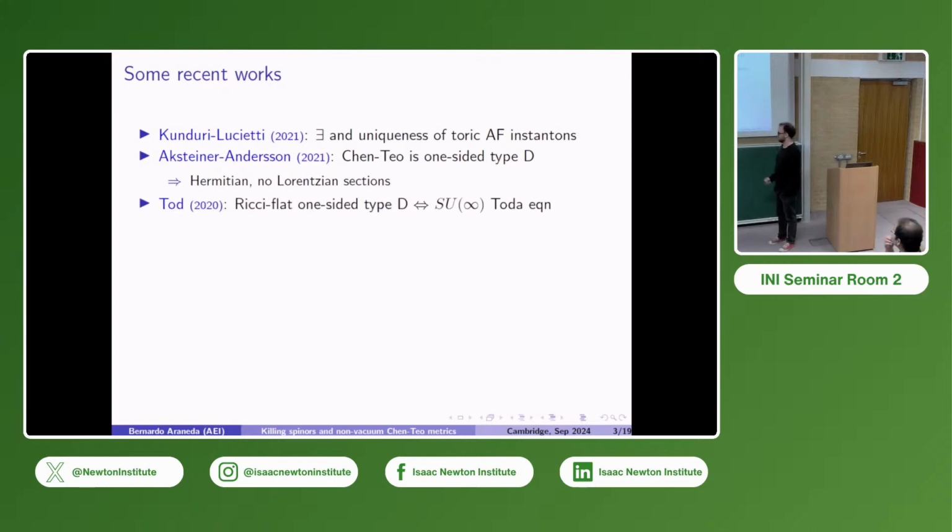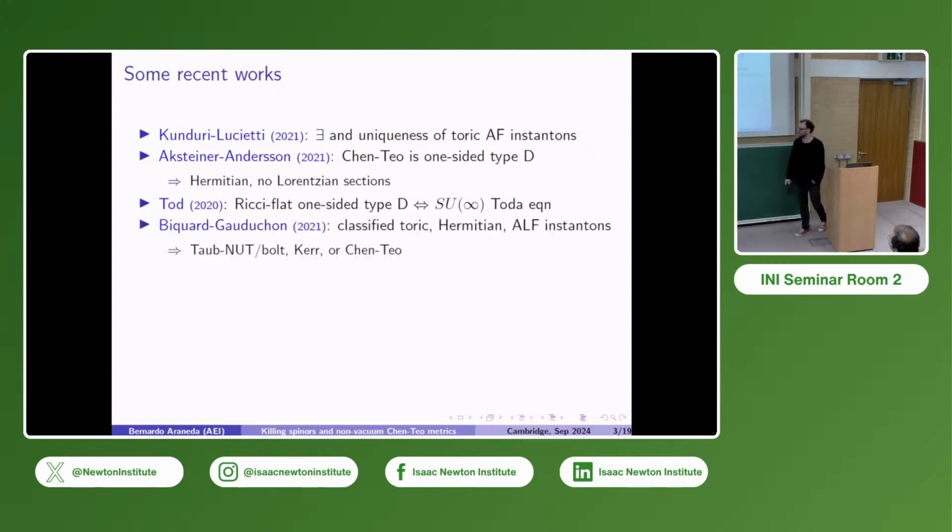Then there is this very nice work from Paul Todd, which actually was a big inspiration for me to develop what I'm going to present here. He gave a formulation of the Ricci-flat one-sided type D metrics in terms of a single scalar equation, which is called the SU(∞) Toda equation. This will play a crucial role throughout this talk.